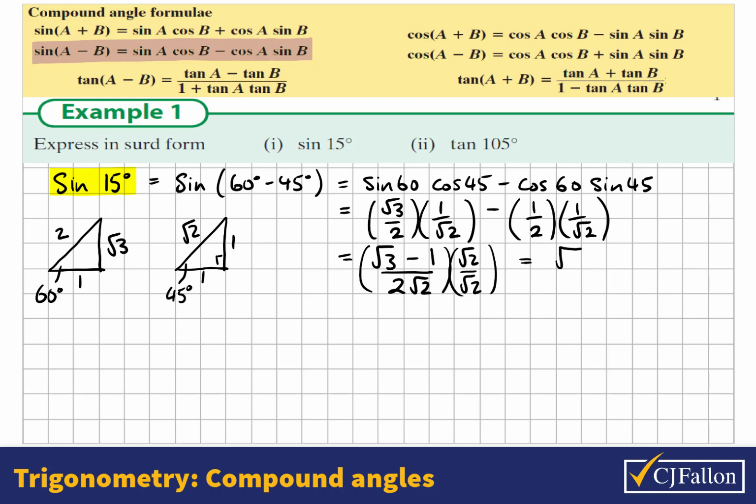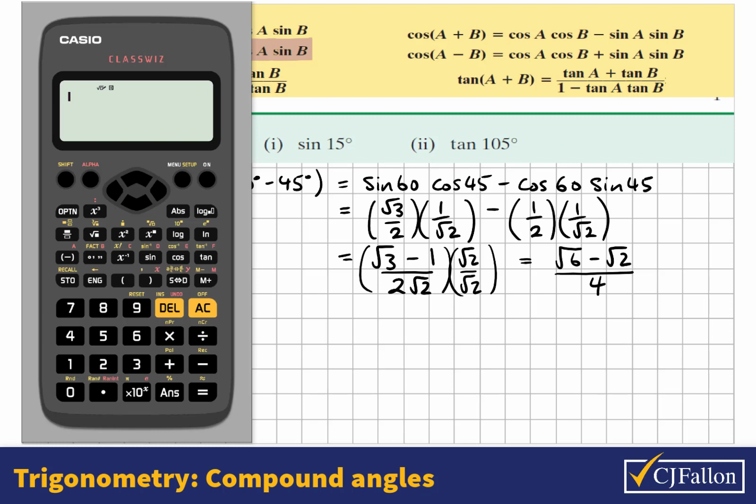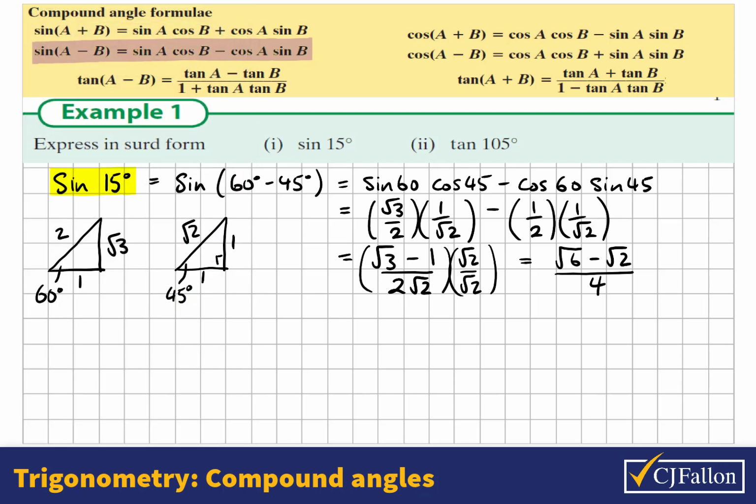Root 2 by root 3 is root 6. Root 2 by negative 1 is negative root 2. And root 2 by root 2 is 4. And again, we'll just take out the calculator to check that this solution is correct, and we can see that it is. So sine 15 degrees is written in surd form as root 6 minus root 2 divided by 4.